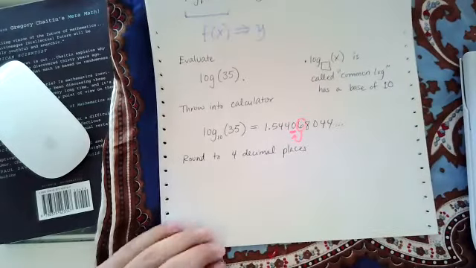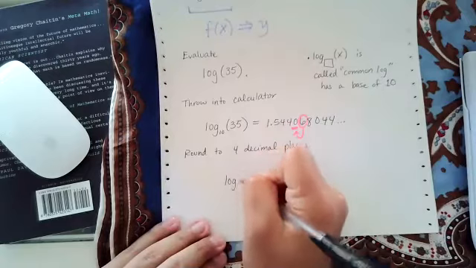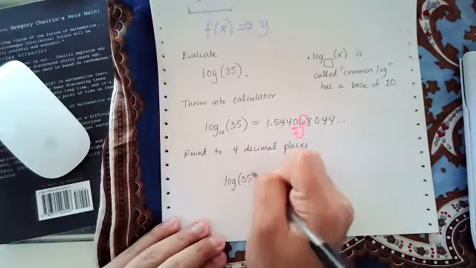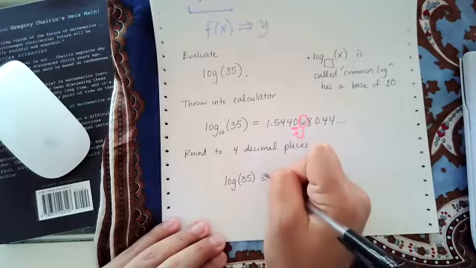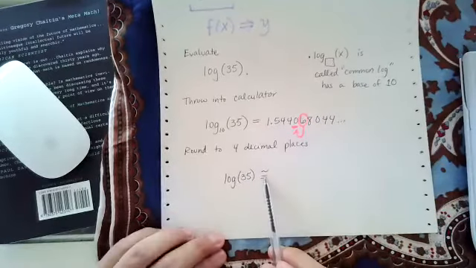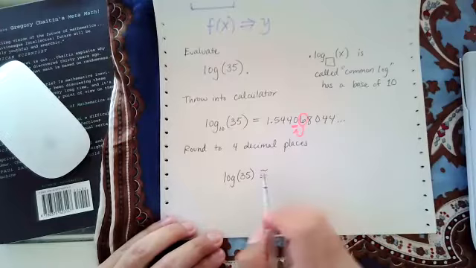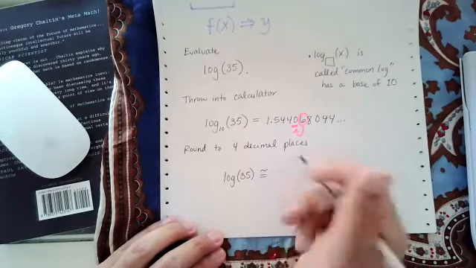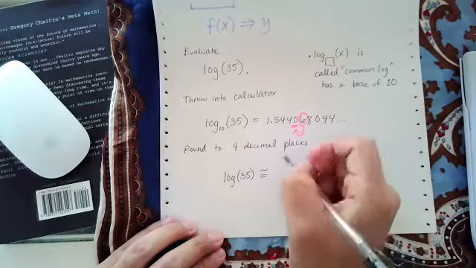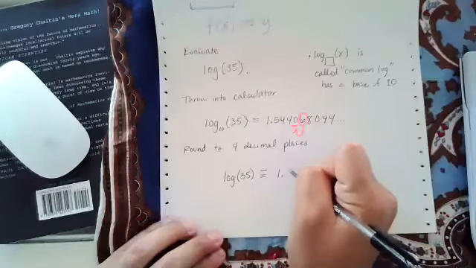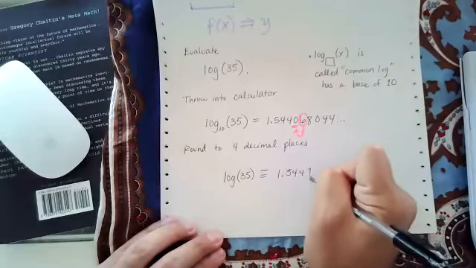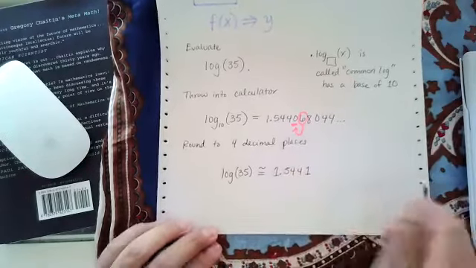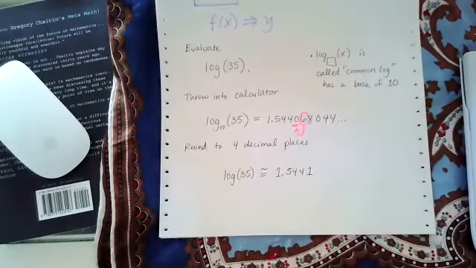So what we can say is that log base 10, or just log of 35, is equal approximately. And so I put a little squiggle above the equal sign because the little squiggle indicates approximate. Sometimes you see just a squiggly equal sign. Again, that just means approximately. It's approximately equal to 1.5441. Okay. Does anybody have any questions about that? Any questions at all?